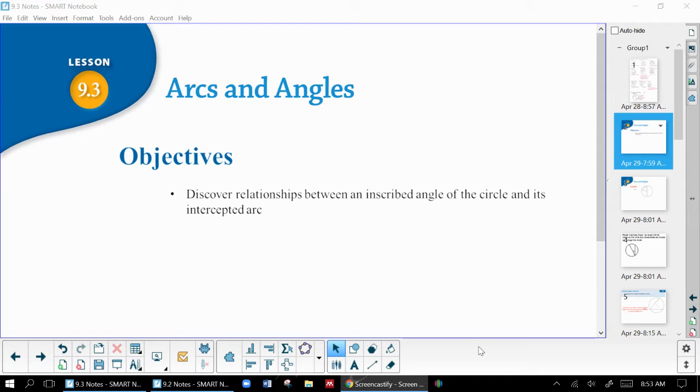Okay, so this is the final section before we take our first quiz on this chapter. These first three sections were on tangent properties, chord properties, and now we've got a section on arcs and angles. So this will go into our circle properties standard on the first quiz, which we'll be taking next week. Our goal today: discover relationships between an inscribed angle of a circle and its intercepted arc.